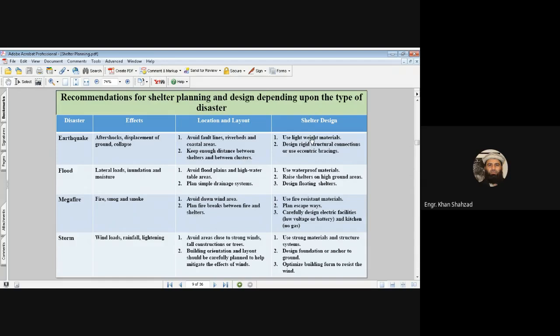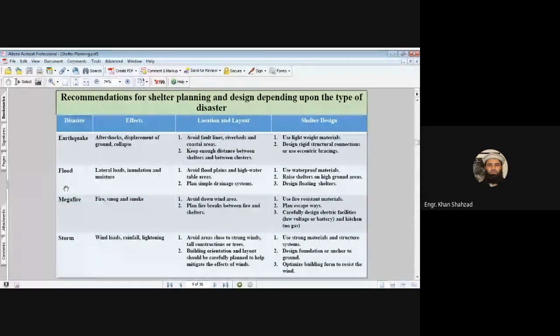How can we design the shelters? Try to use lightweight materials. Design rigid structural connections, so that they can resist the earthquakes or the aftershocks or the displacement of the ground, or use eccentric bracings. Those who are civil engineers know the bracing. If we have this section, we are providing this cross bracing from both sides. With the help of this, we are making these joints and the structure rigid.